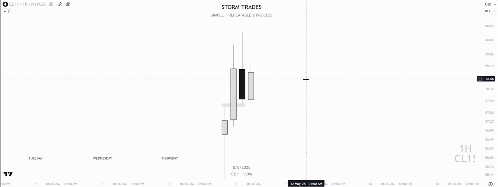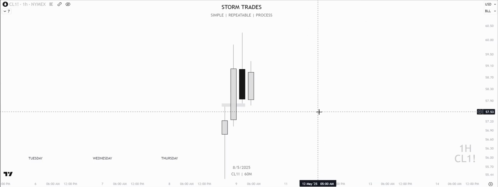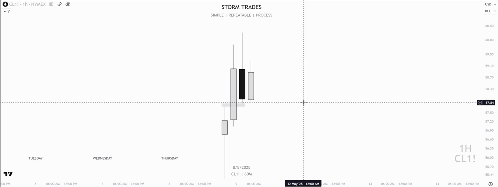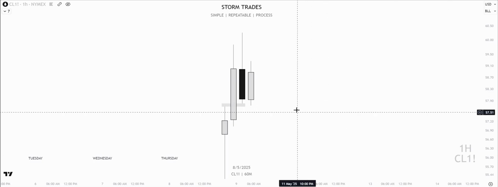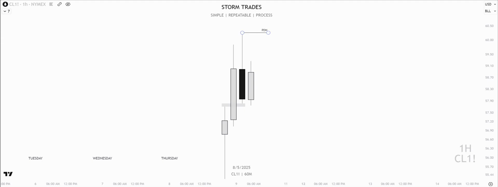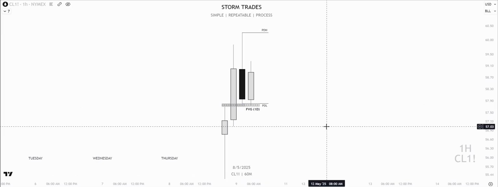So we always start off on the daily, and we're looking for obvious levels, stuff that jumps out. Okay, so at the very beginning, and this is how I mark up my charts, I'm marking up the previous daily high, previous daily low, and immediately I can see that we've already swept the previous daily low. Okay, and we swept that inside of a bullish daily fair value gap.